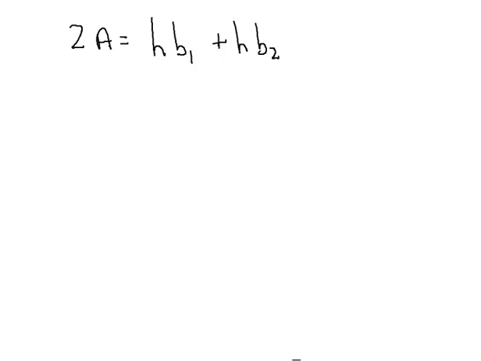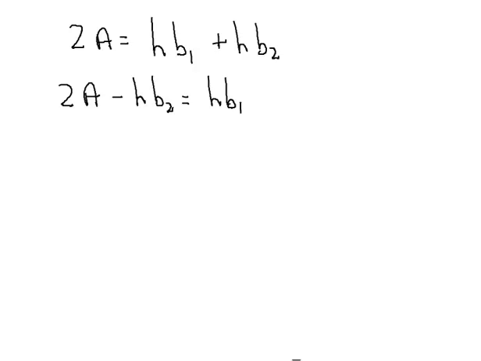Now at this point, what we would like to do is isolate the term containing h b sub 1, which means we need to subtract the term h b sub 2 from both sides. And when we do that, we'll end up on the left-hand side then with 2a minus h b sub 2 is equal to h times b sub 1.